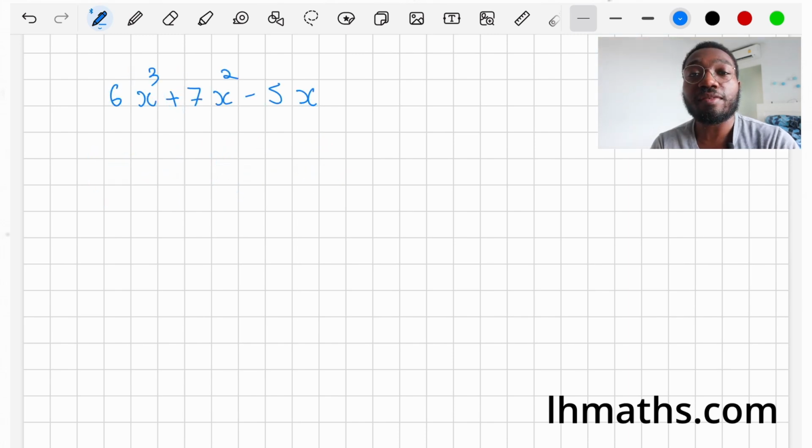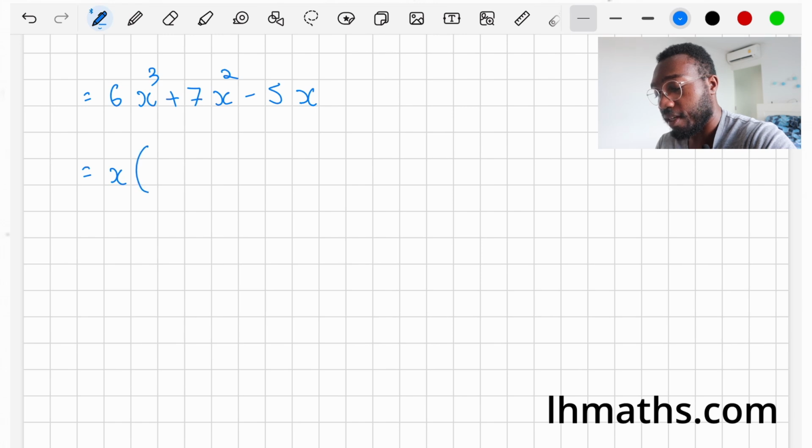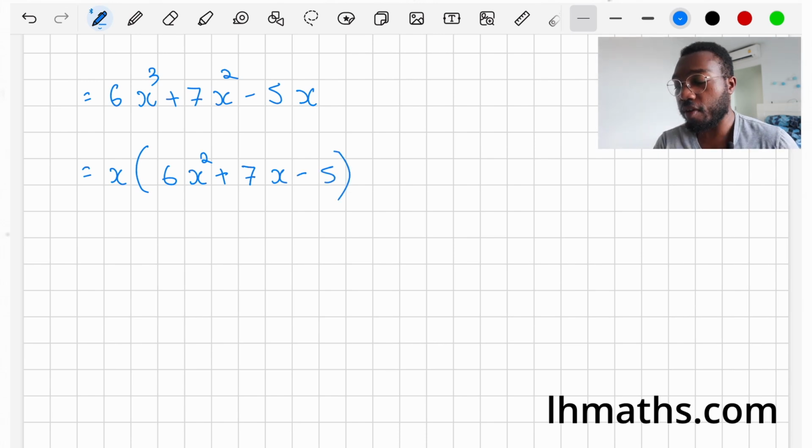So right now with this question, we have 6x to the power of 3 minus 7x squared minus 5x, okay? And for this question, the first thing you've got to do is, even though it's a cubic equation, all of these values have x in them, which means that we can take out a factor of x. So if we take out a factor of x, then we will get x, and then 6x squared plus 7x minus 5, okay? And now we've got a quadratic equation.